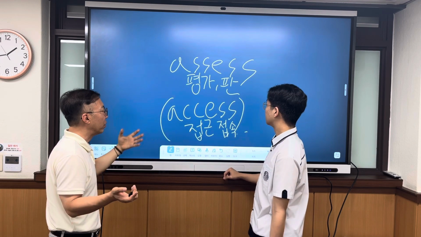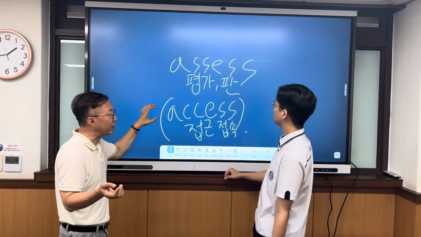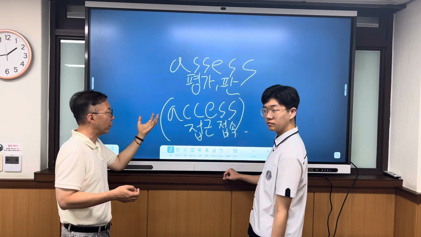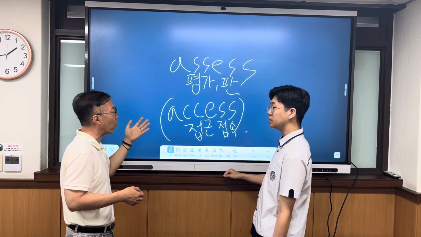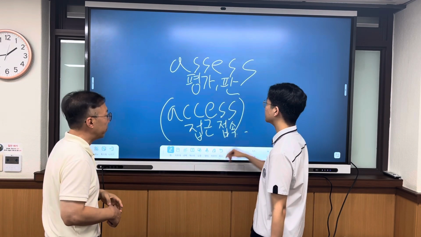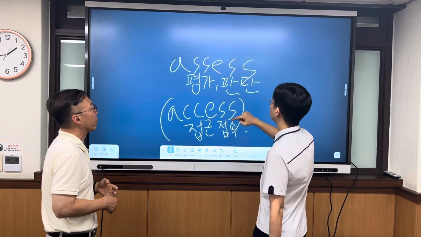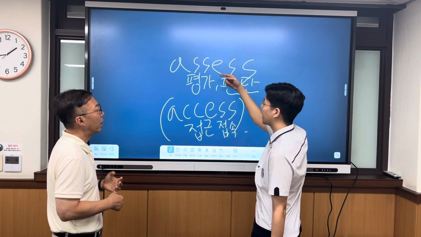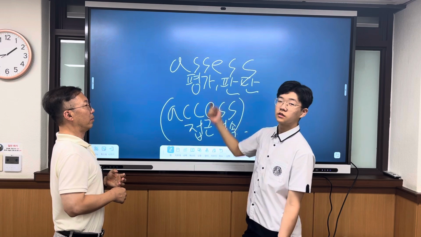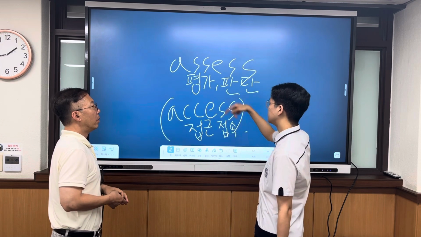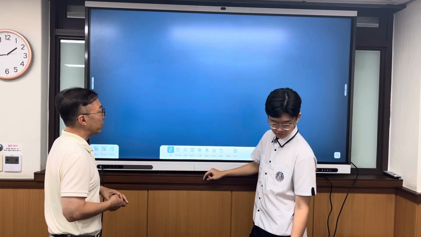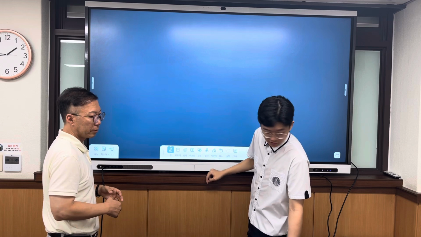Yes. For example, you try to access the internet, like through your Internet Explorer. Yes. You try to connect to the internet. Yes, that can be said. That's going to be access, and the similar word assess. So make sure that you do not confuse these two words. Oh, okay. Good point.